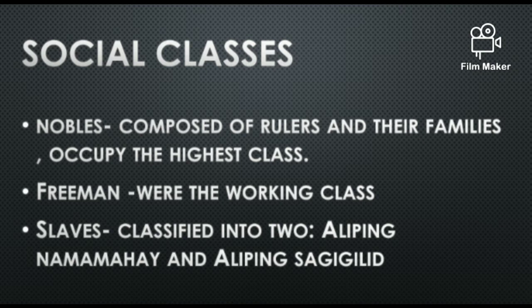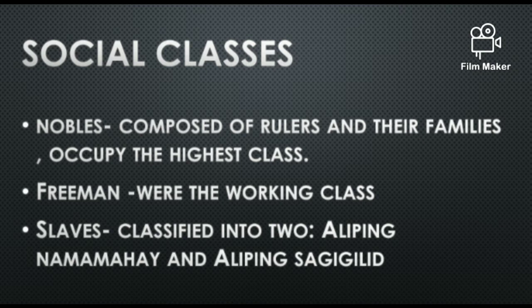The second one is freemen. Freemen are the working class, while the slaves were classified into two, the aliping namamahay and the aliping sa gigilid. Aliping namamahay were not full-fledged slaves. They had their own respective families and their own houses. They were required to serve their masters only during planting and harvesting period.